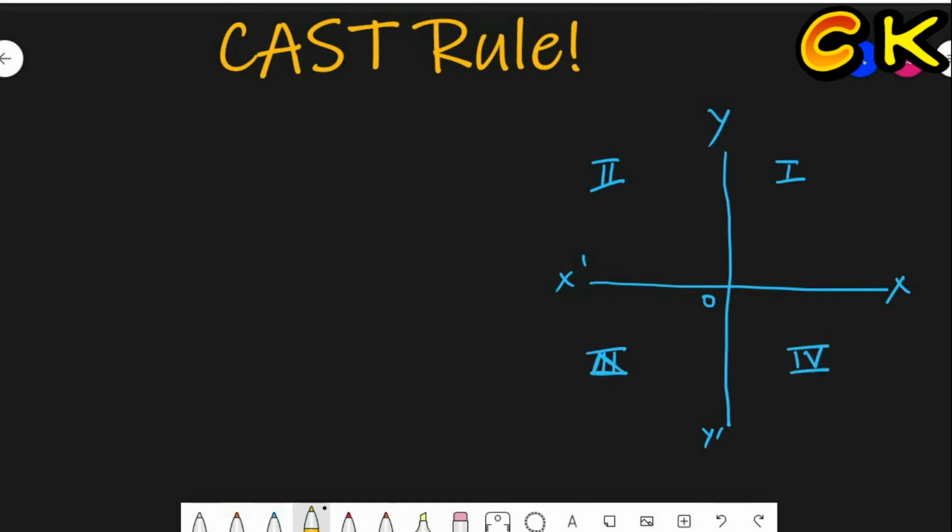Since this is a CAST rule, let us write it as C A S T, CAST. Some students like to call it the ASTC rule also, where in the local language they remember it as "after school to college". Anyway, let's start the journey.